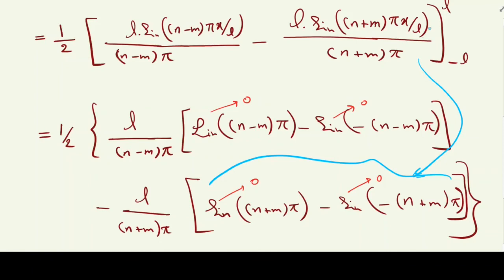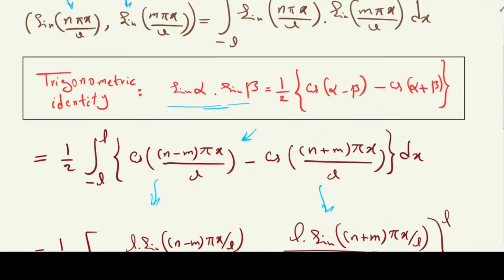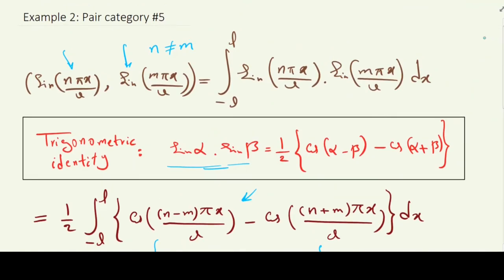By substituting L, we're going to get sine of n plus m times pi, and by substituting minus L, we're going to get sine of n plus m times pi times minus 1, which is going to be this term. And again, we are dealing with all these sine functions, the argument of which is just an integer multiplied by pi, which is going to be 0. So this inner product is also 0, and this was the last category that we wanted to look at.